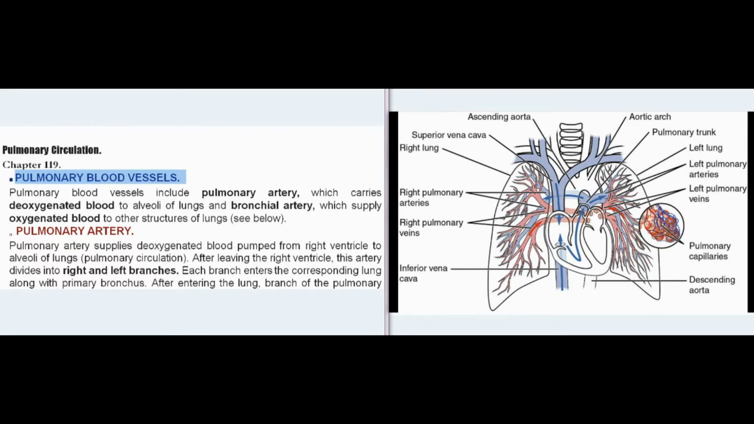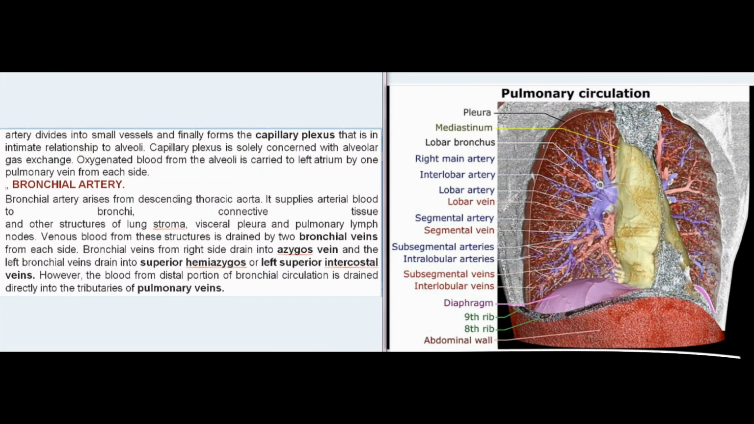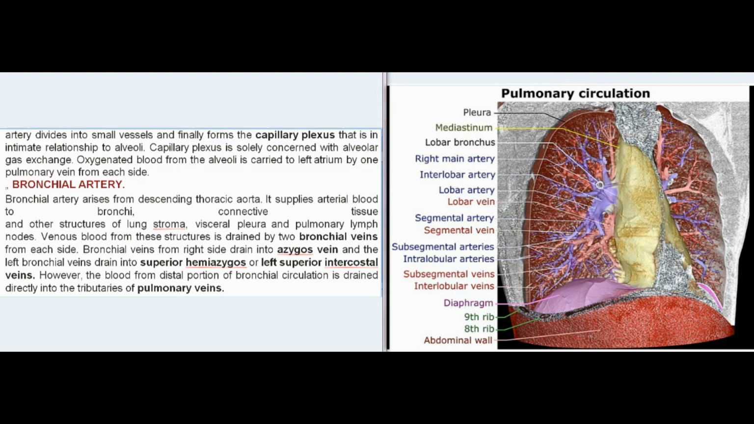After entering the lung, the branch of the pulmonary artery divides into small vessels and finally forms the capillary plexus that is in intimate relationship to alveoli. The capillary plexus is solely concerned with alveolar gas exchange. Oxygenated blood from the alveoli is carried to the left atrium by one pulmonary vein from each side.